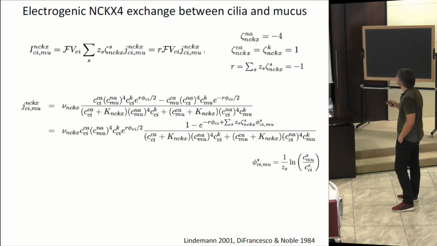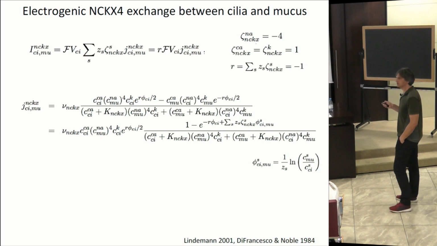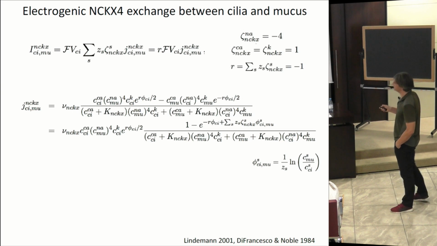Then you also need the exchangers, because the exchangers extrude calcium, and they are important for deactivation. As I said, 4 sodium flow in, and 1 calcium and 1 potassium flow out. If you count, this is not 0, so the exchanger is electrogenic and generates a current. This is the current generated by the exchanger. This is basically the flux, for example, of either potassium or calcium. So what you need is an expression for this flux.